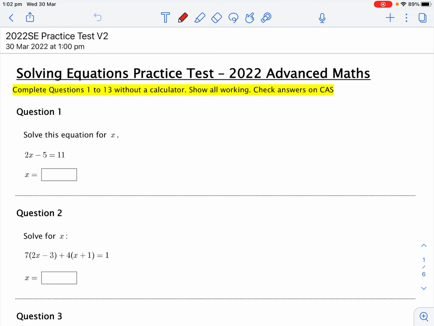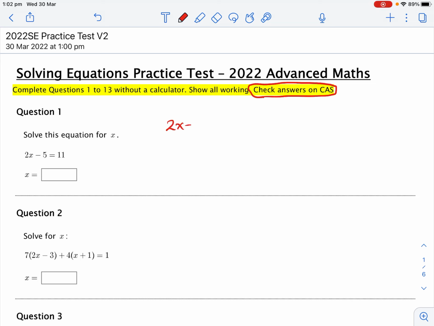Okay, let's run through these questions. So we are going to do questions 1 to 13 without a calculator, and we're going to show all working out. This "check answers on CAS" note was there for when we do it in class. The idea is that you are double checking your answers on your calculator when you're doing it in class. I won't do that in this video.